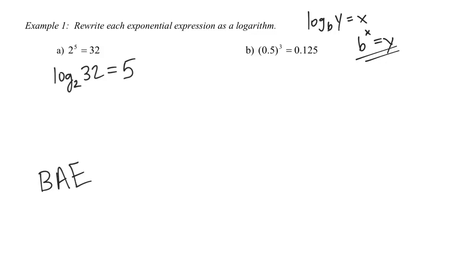Okay, letter B, same thing. I'm going to start with the word log. I'm going to start by writing the base, which is 0.5 in this case. The next thing after that will be the answer, 0.125, and that's going to equal the exponent, which in this case is 3. So base, answer, exponent, that's the order that the numbers go in.